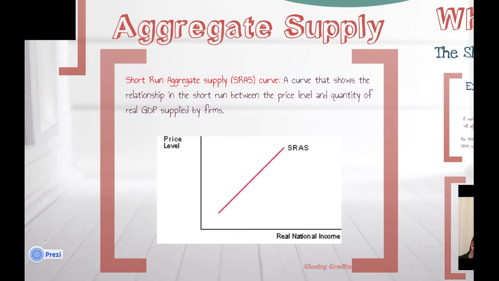The short-run aggregate supply curve is a curve that shows the relationship in the short run between the price level and quantity of real GDP, or gross domestic product, supplied by firms.